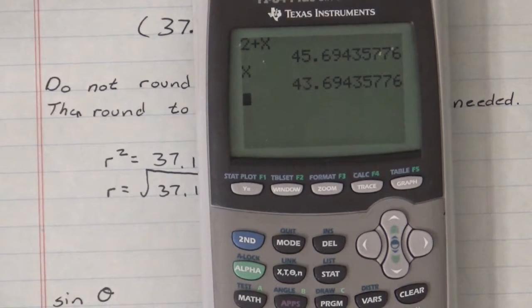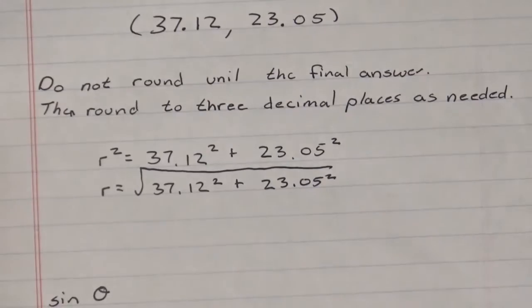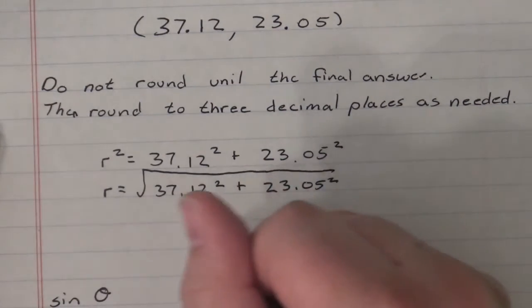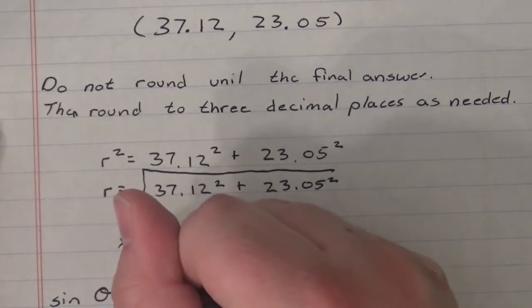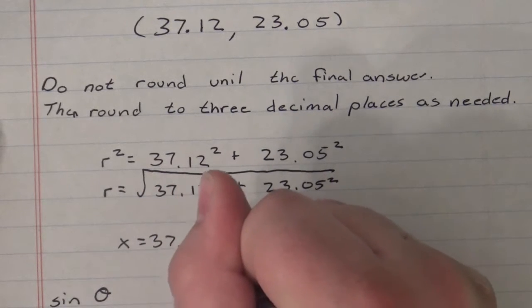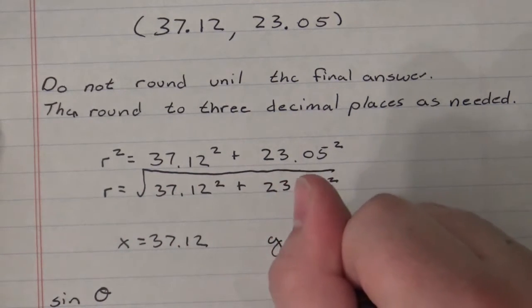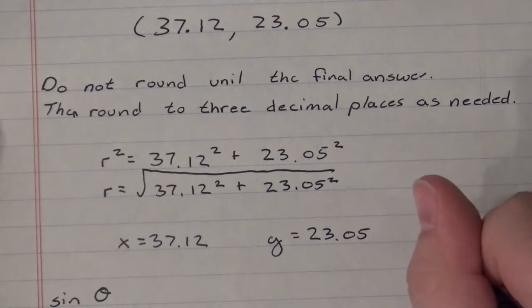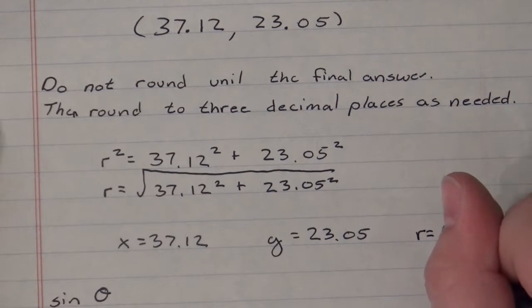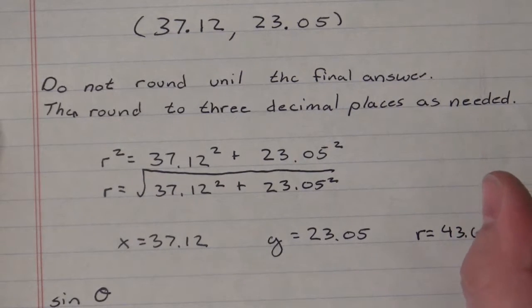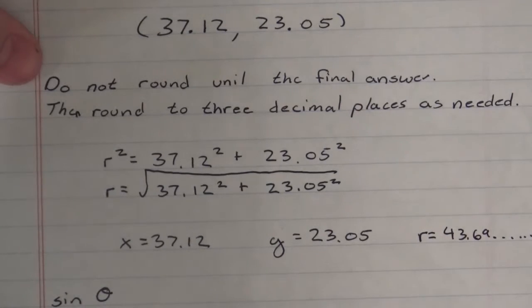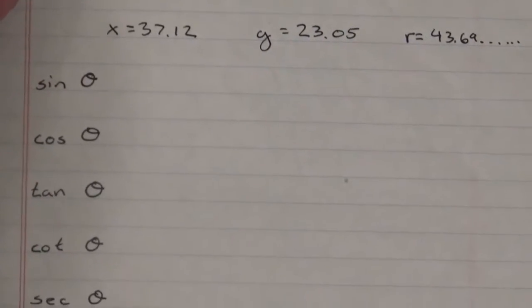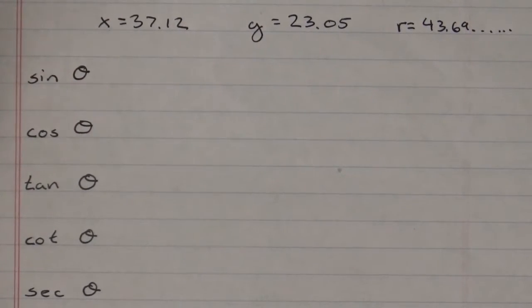Alright, so let's go ahead and start working with the problems. What did we discover a while ago? We know that X happens to be 37.12. We know that Y is 23.05. And we know that our R is 43.69 something something something, and we've got that stored in the calculator. So now that we know all that, we can start working on the rest of this.